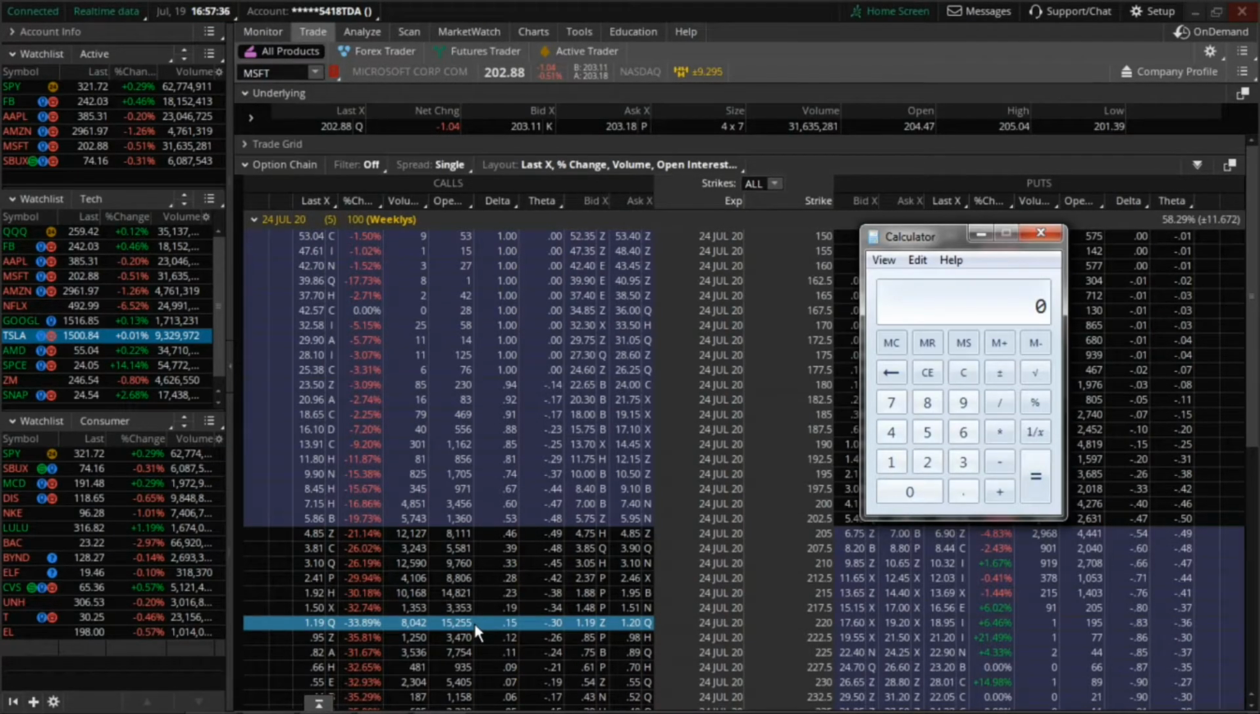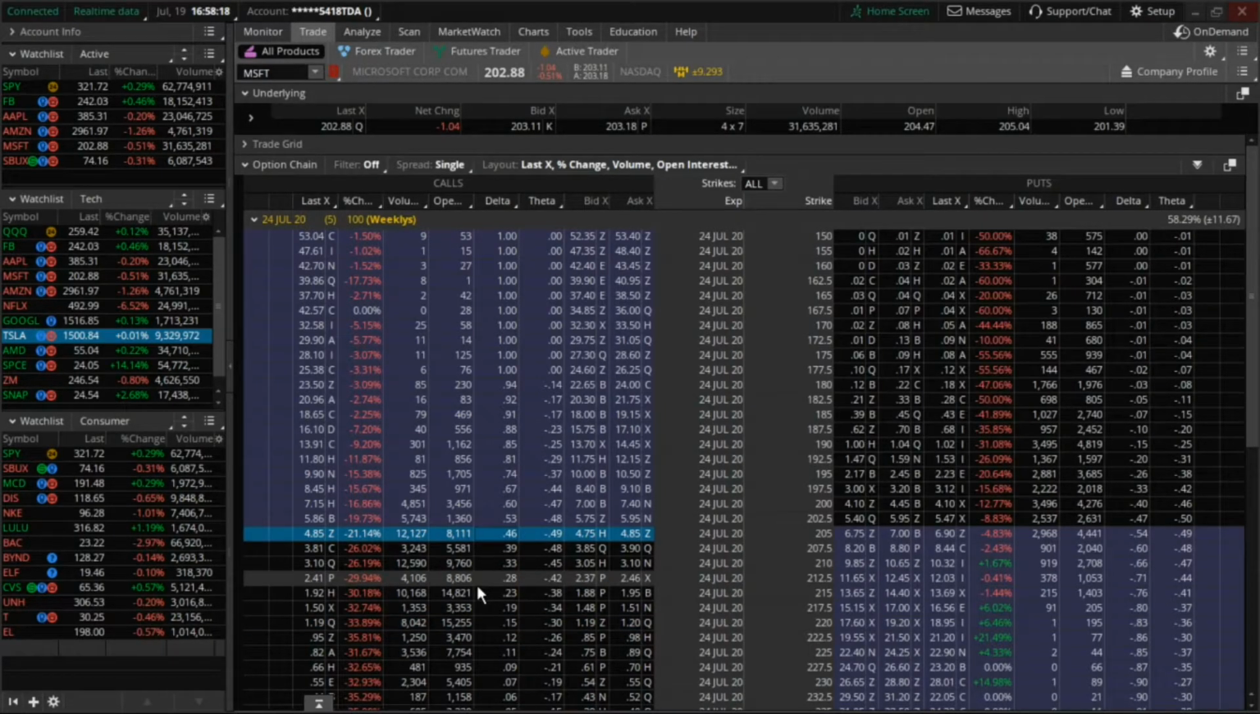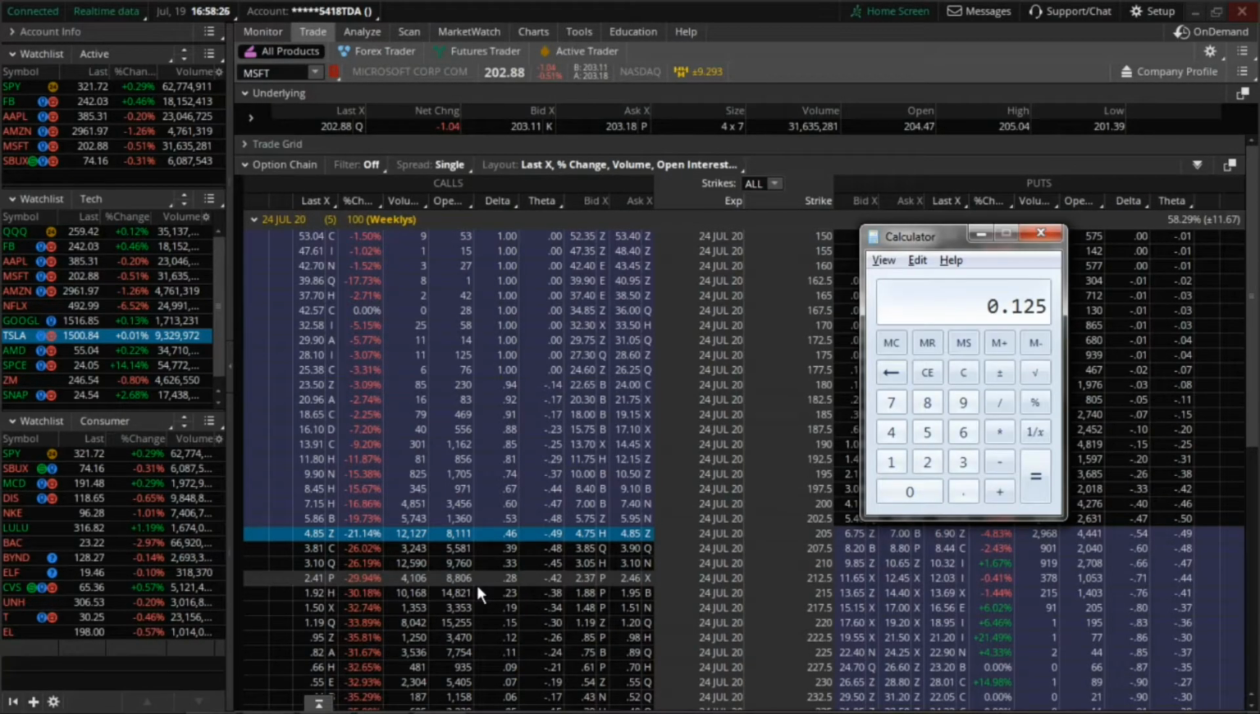So if we take a look at the highlighted one, the delta is 15 cents. And let's divide that by the ask price. So for every dollar Microsoft increases, we can expect a 12.5% gain for this specific option if nothing else changes. Now let's take a look at the option that's more at the money or close to at the money. So for this one, delta is 0.46. We'll divide that by the ask price of 4.85. And now you get about 9.5%.